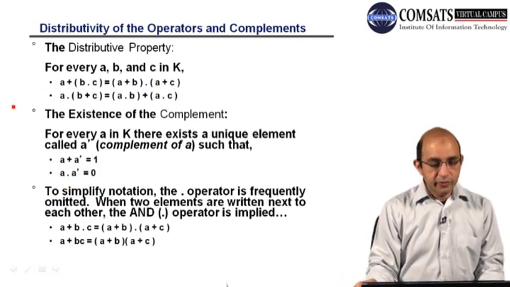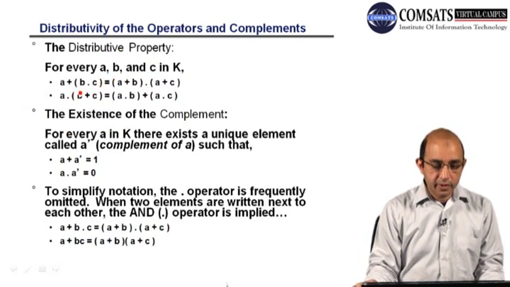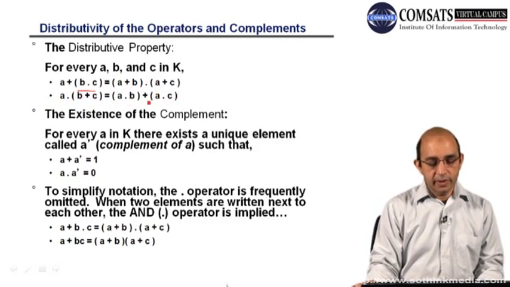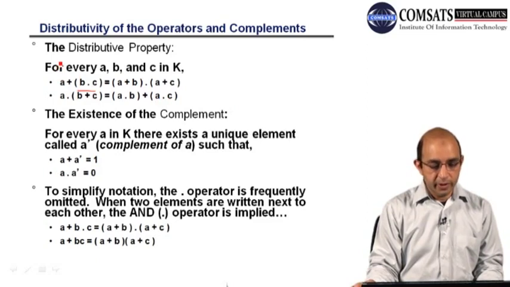So this is the distributive property. You can distribute, like here we have A plus B dot C, right? So what you have over here is A plus B, and this is dot, and A plus C. And A dot B plus C is equal to A dot B plus A dot C. So this is the distributive property, right?